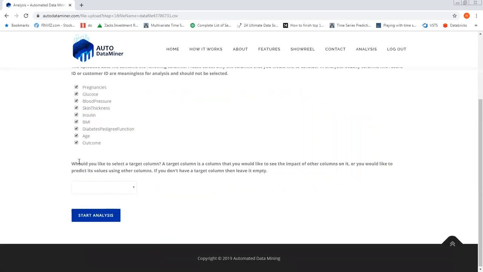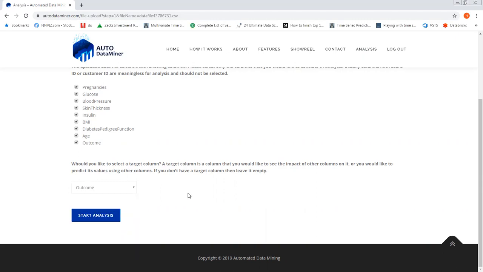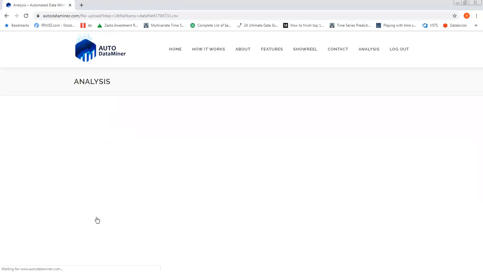In the next step, it asks if you would like to select a target column. It explains that a target column is a column that you would like to see the impact of other columns on. If you click on this, you see the list of all the columns, and I would say outcome is my target column. I would like to see the impact of other variables, other features, on the outcome, which was diabetes. Then after this, I just say start analysis.